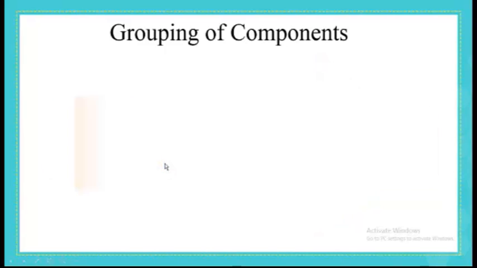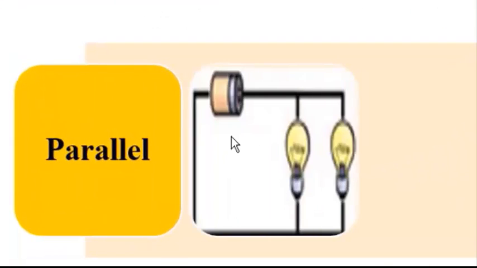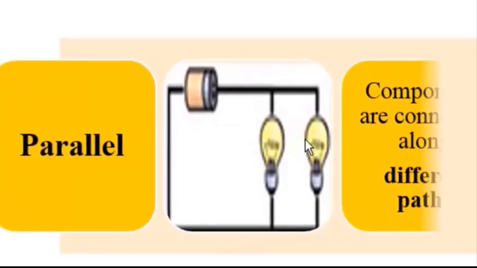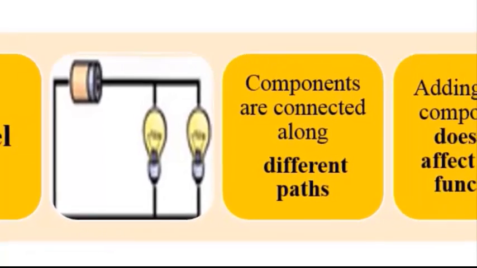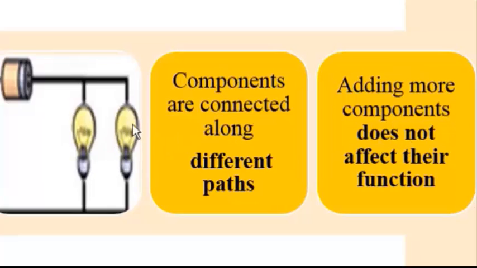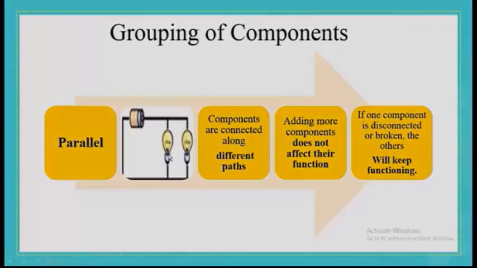What about the parallel grouping? So here is a circuit with two lamps connected in parallel. So we see that the components are connected along different paths. Each component has its own path, and because of that, if we add more components in parallel, this will not affect the function of the others. And if one component is broken, this also will not affect the function of the others because of the same reason. Each component has its own pathway.